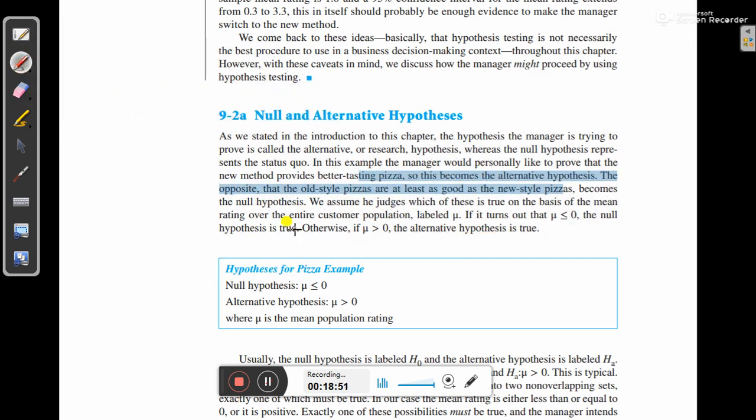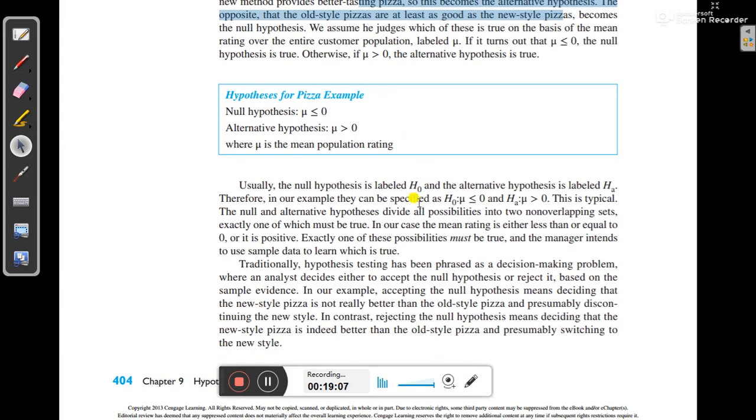So here in this scenario you can understand what the null hypothesis and the alternative hypothesis are, and how we can check that, where mu is the mean population rating. Usually the null hypothesis is labeled as H0 and the alternative hypothesis is labeled as HA. Therefore, in our example, they can be specified as H0: mu is less than or equal to 0, and the alternative HA: mu is greater than 0.